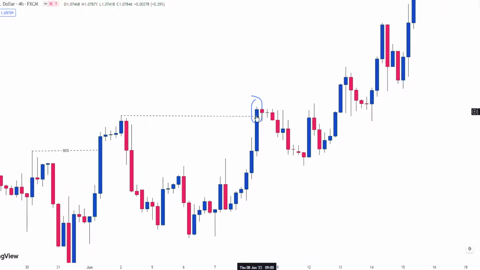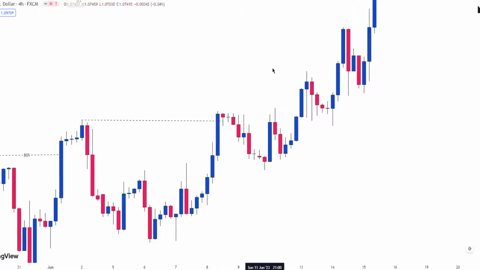Can you see the body of the candle completely outside of that level? If it is only the wick that closes above, it is not a break of structure. We have to see the body of the next candle closing above this level before we can call it a break of structure. For instance, this is not a break of structure. Let me show you. Can you see this is another higher level? This is not a break of structure because we only have the wick of this candle closing above.